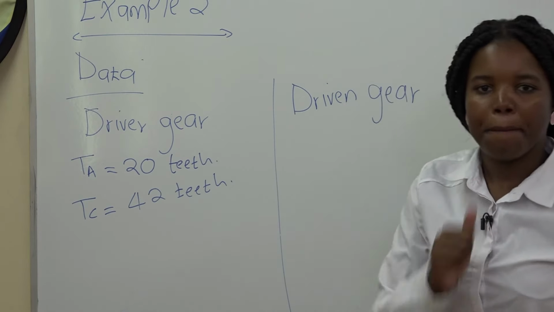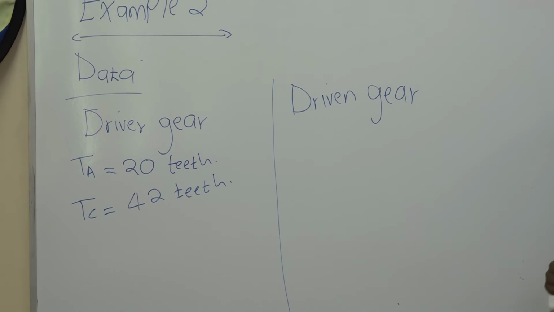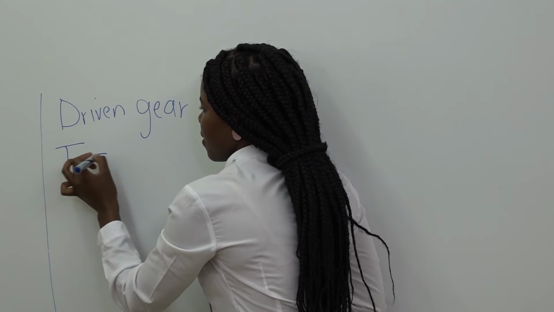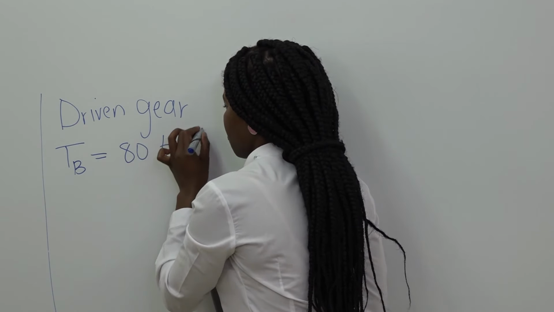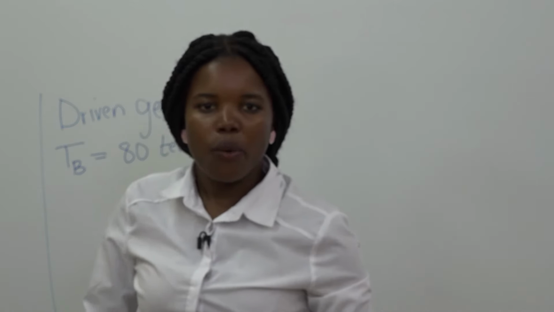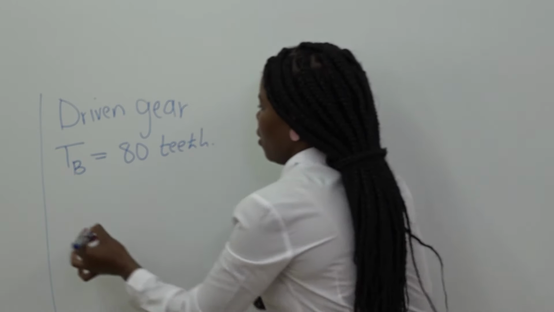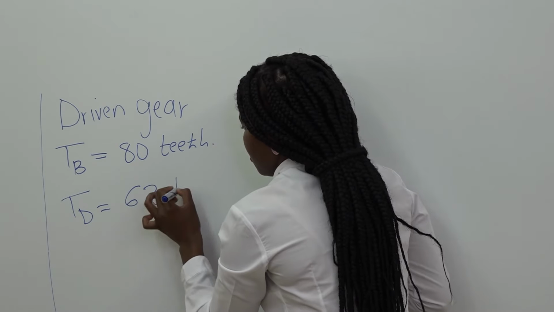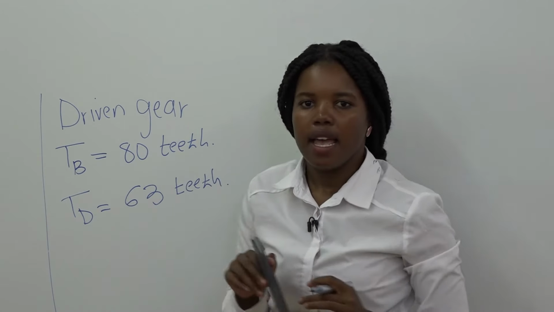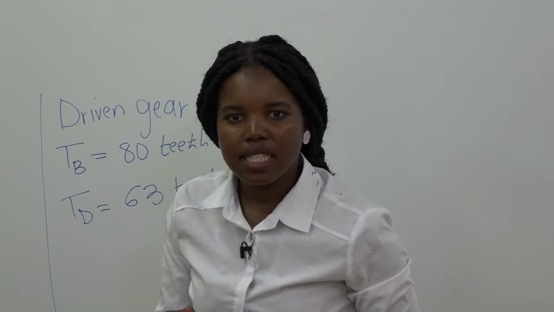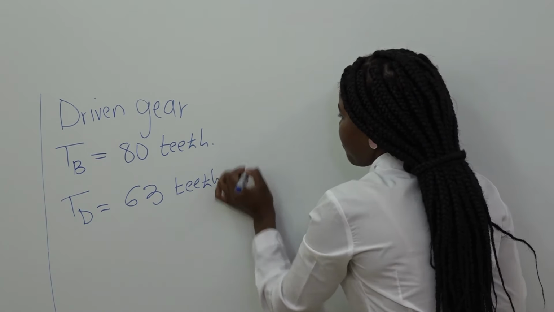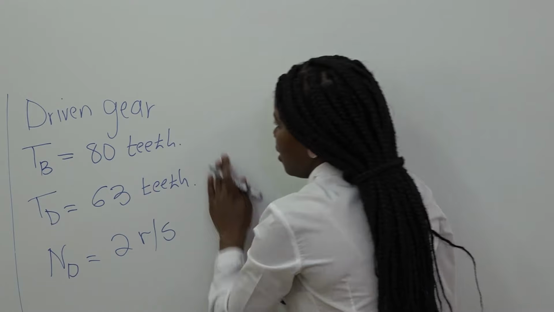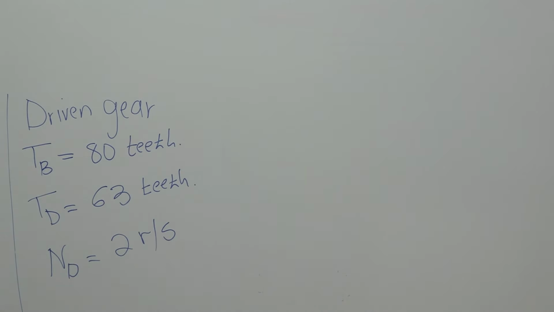teeth. But then they say that gear B, which is attached to gear A, is a driven gear, and gear B has 80 teeth. So TB is equal to 80 teeth, and gear wheel D also has 63 teeth, so TD is 63 teeth. And then they say that gear D rotates at 2 revs per second. So ND rotates at 2 revs per second. And now we have our given data.